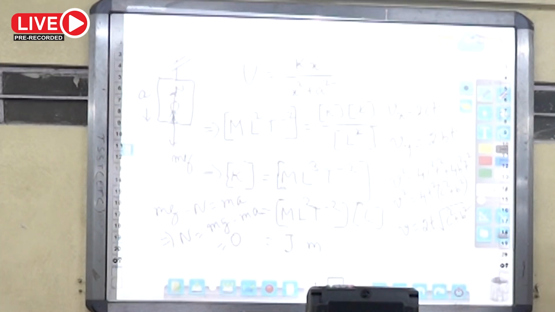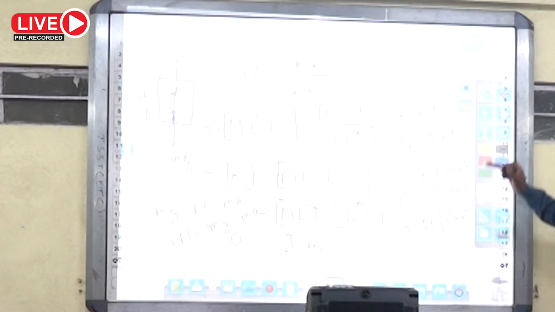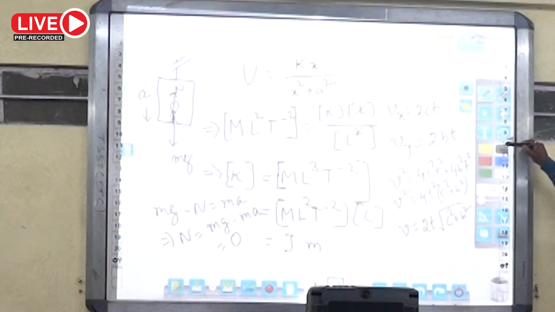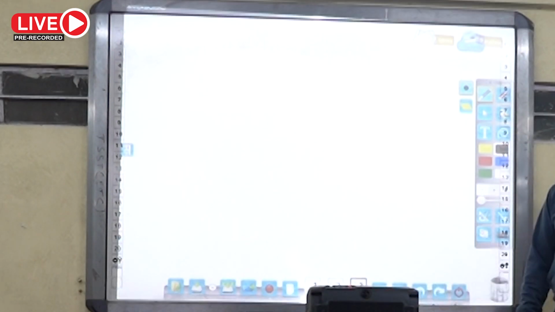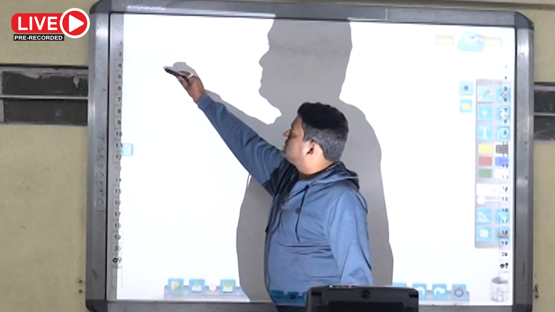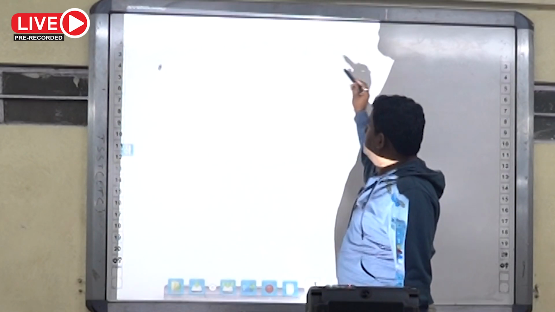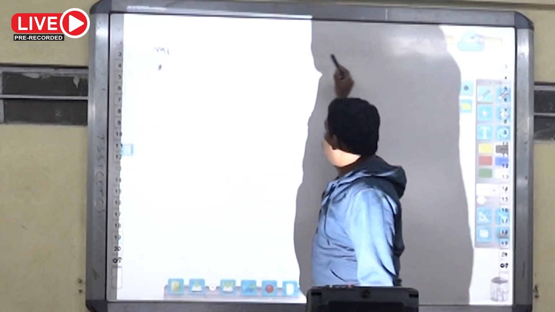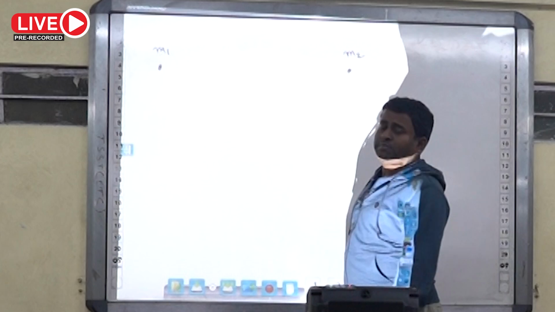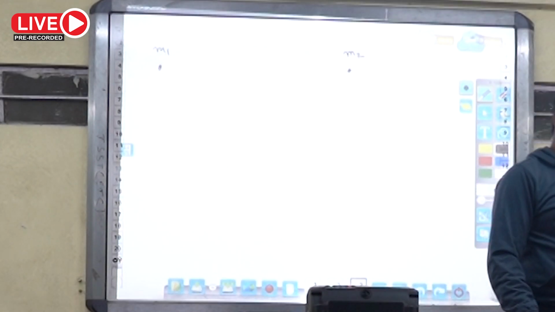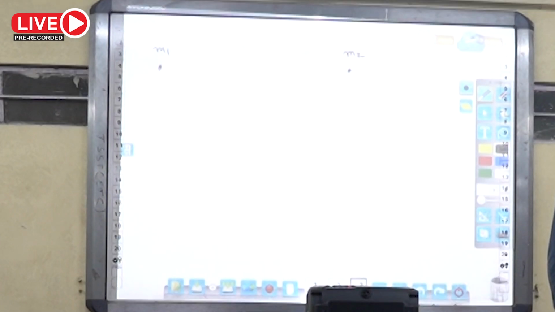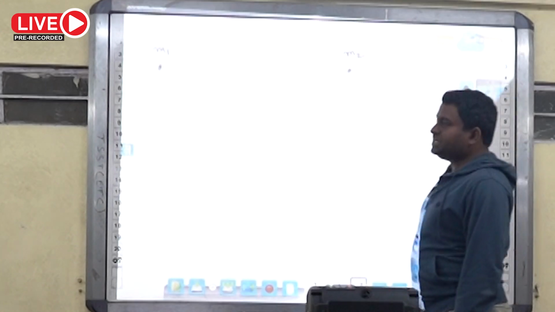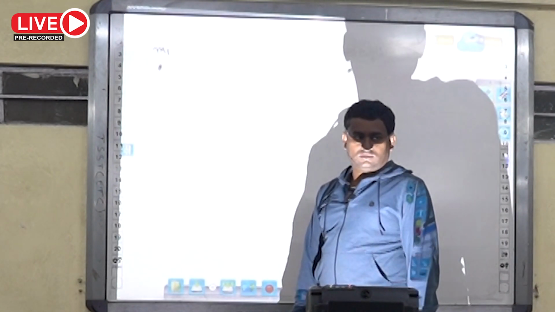You have to prepare two equations. First, when they are at infinite distance, m1 and m2, the potential energy is 0, and kinetic energy is 0 because they are not moving. Now due to mutual attraction force, they are coming towards each other. So initially the total mechanical energy is 0.